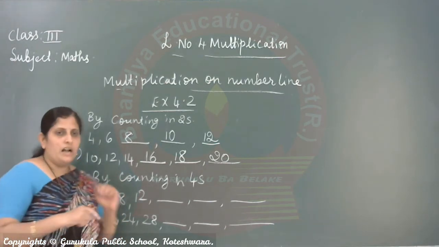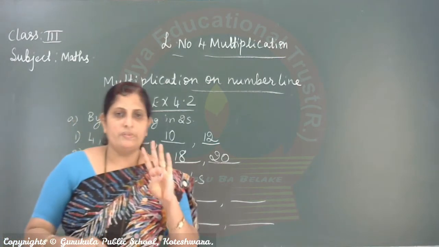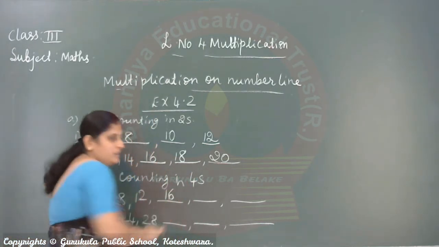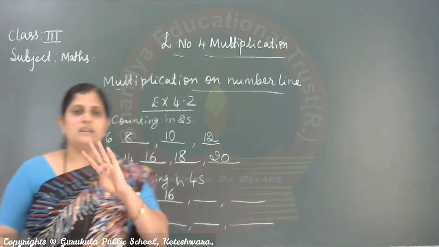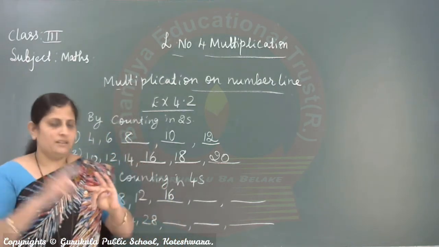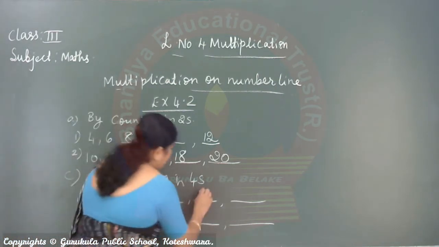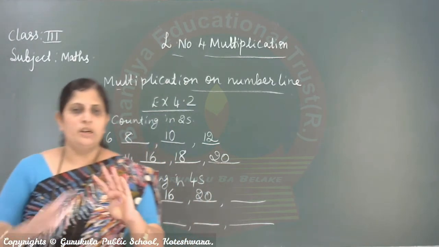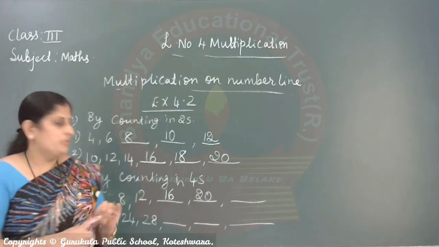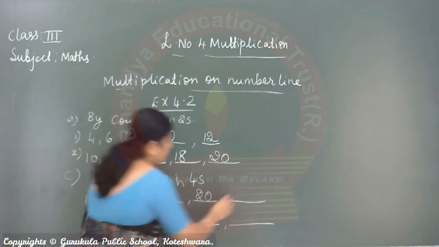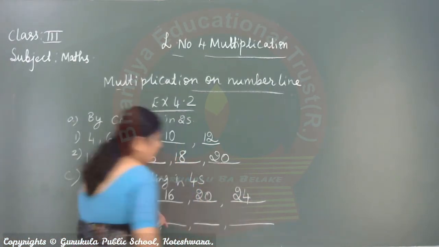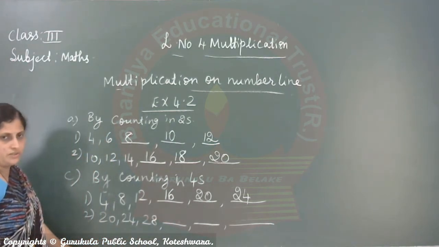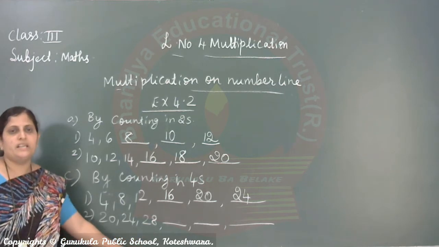12 you got. After 12, again count 4. 12, after that 13, 14, 15, 16. Right? Again 16 you keep in mind. Count 4: 17, 18, 19, 20. Correct? 20 you keep in mind. Count 4. 20, after that 21, 22, 23, 24. Here 24.